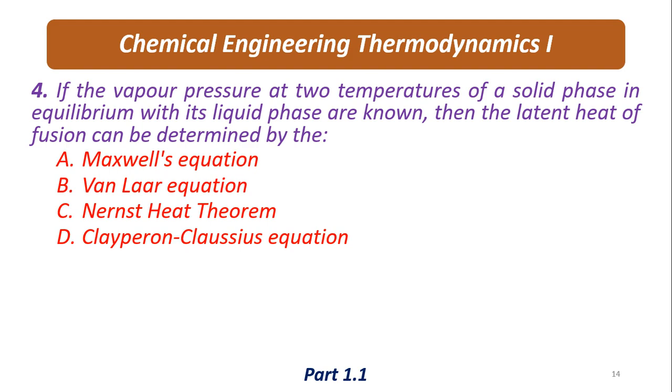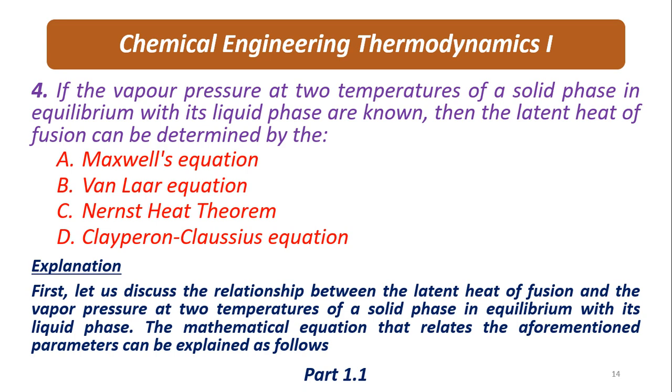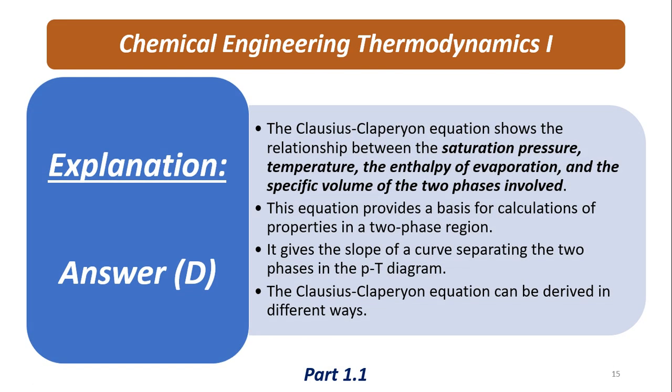Before proceeding to the answer, let us discuss the relationship between the latent heat of fusion and the vapor pressure at two temperatures of a solid phase in equilibrium with its liquid phase. The mathematical equation that relates these parameters can be explained as follows. The Clausius-Clapeyron equation shows the relationship between the saturation pressure, temperature, the enthalpy of evaporation, and the specific volume of the two phases involved.